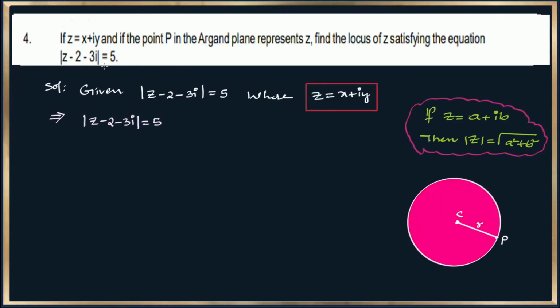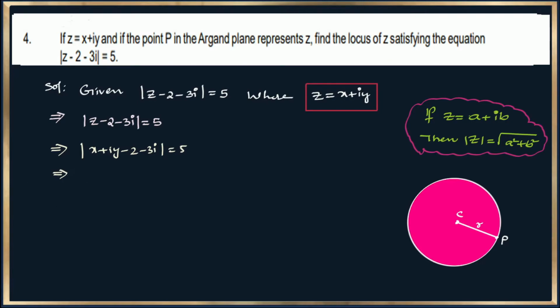Now the next question is: if z equals x plus iy, and the point P in the Argand plane represents z, find the locus of z satisfying the equation mod z minus 2 minus 3i equals 5. So first write the given. Mod z minus 2 minus 3i equals 5, where z equals x plus iy. Now in place of z we can write x plus iy, so x plus iy minus 2 minus 3i equals 5. Here two real terms and two imaginary terms are there.